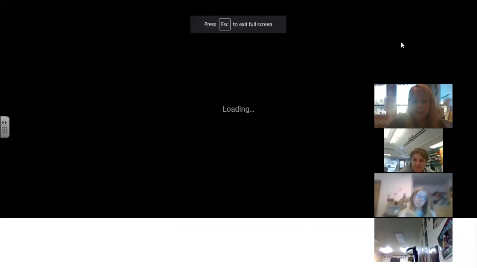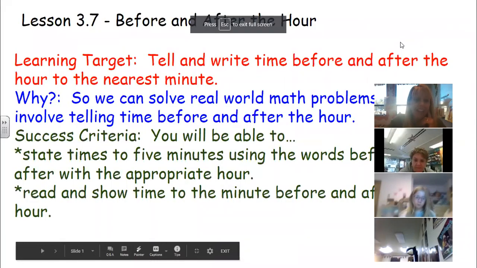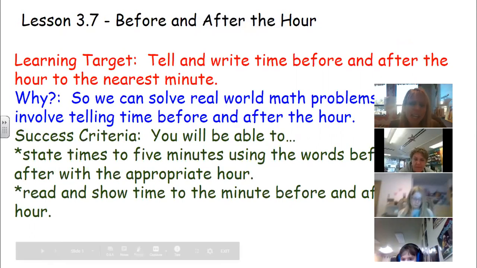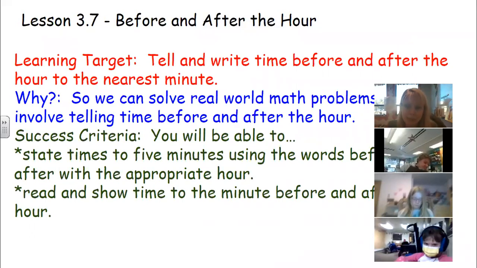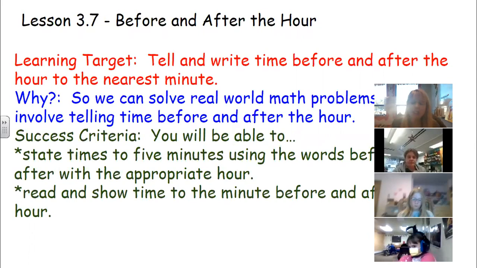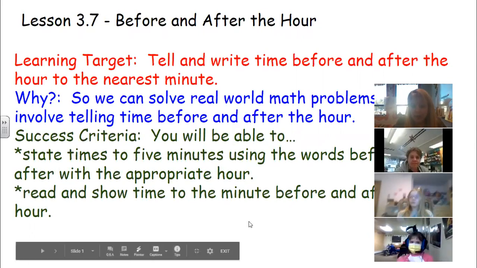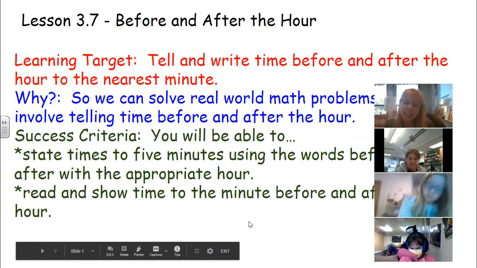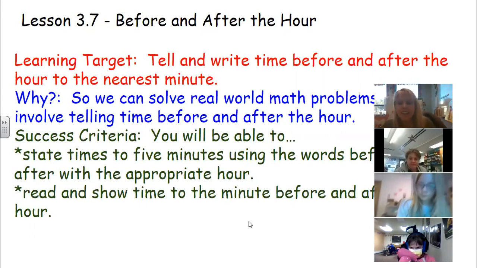All right, so I'm going to go ahead and share my learning target. Today we are going to tell and write time before and after the hour to the nearest minute. So before I start that, I will do a quick review of what we worked on Thursday, which was telling time to the minute, to the 5 minute, to the half hour, quarter hour, and hour.